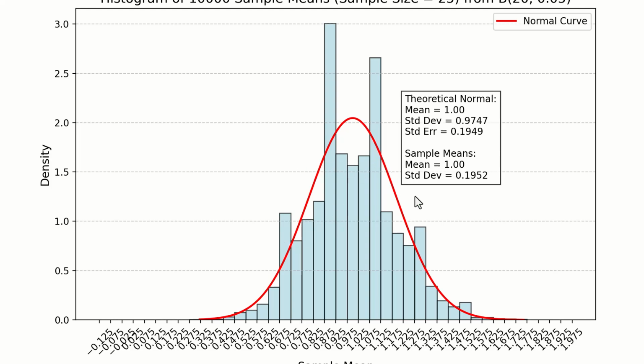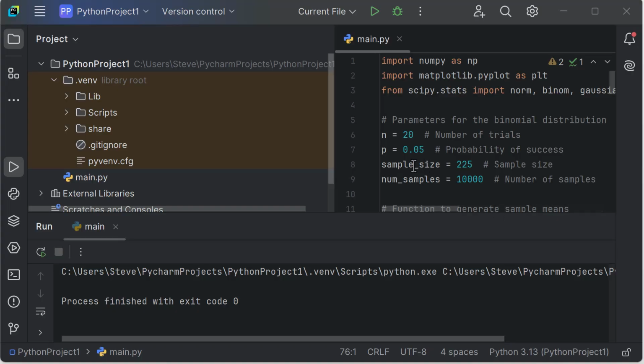It definitely has a slightly different shape to what we had before. And 0.1952, that's closer in this case. And the mean was the same at 1. We're going to have a look at 225 now. So here we are, sample size 225. Let's generate one of these.